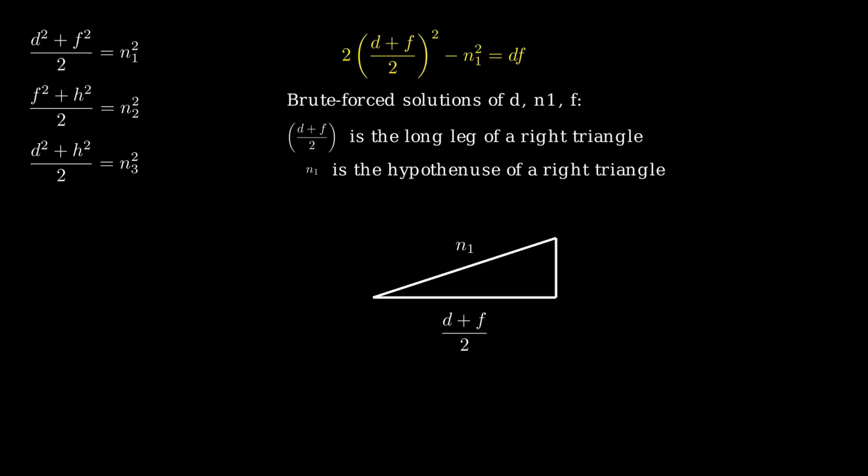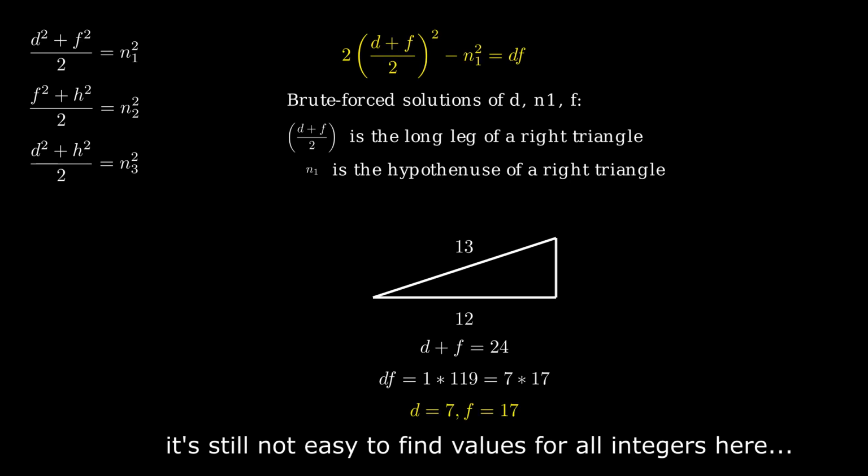You end up with a system of 2 equations to solve here. For this example, df equals 119. That basically tells us that we need to split 119 into 2 factors. And 2 of those factors should also allow the first equation, d + f = 24, to be equal. In this example, 7 times 17 equals 119, and summing the factors gives you 24. Since all 3 equations on the left follow the same structure, you can do the exact same process for the other 2.